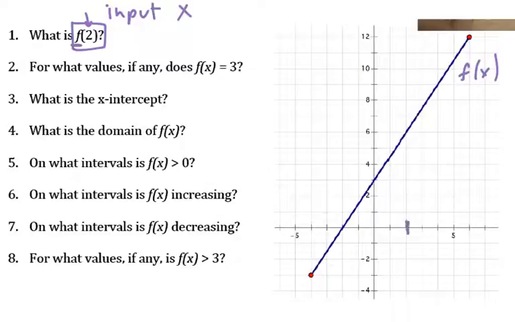So I go to 2, go up to my graph, find where my graph is right there. So my input of 2 gives me the y value, or the output of 6. So f of 2 equals 6.